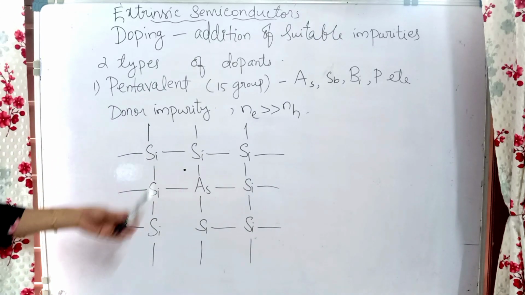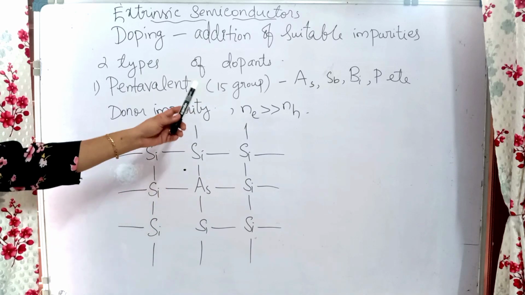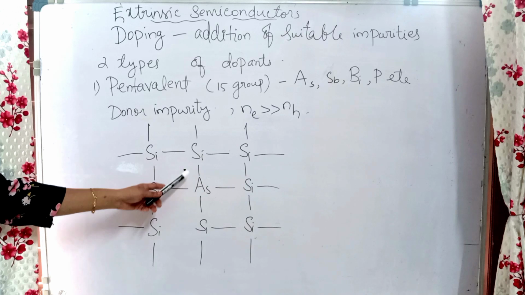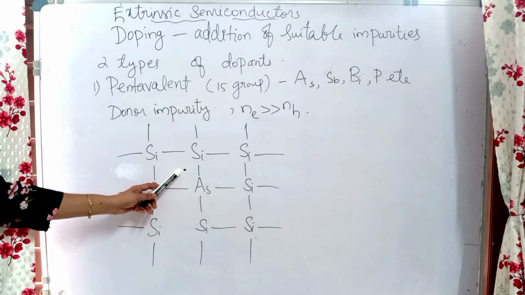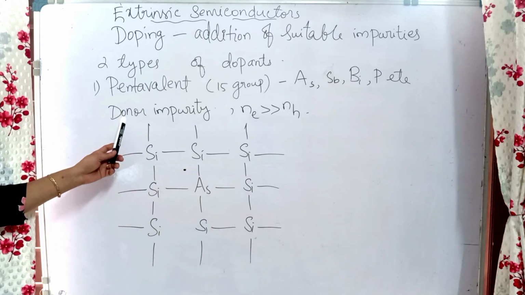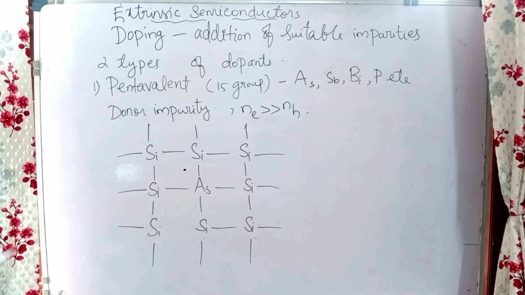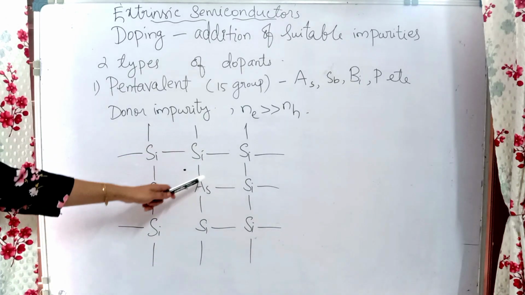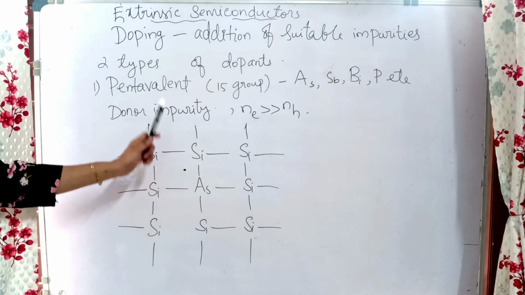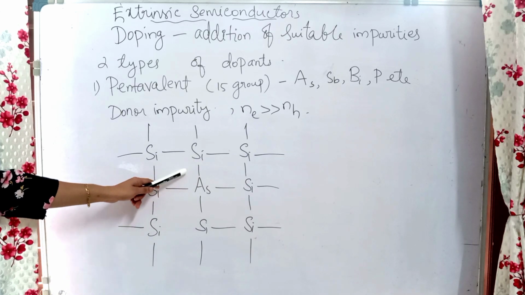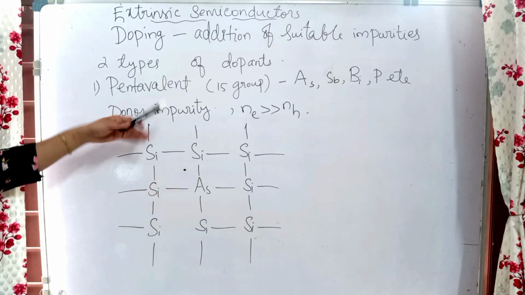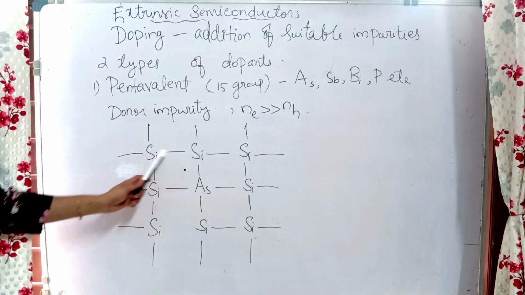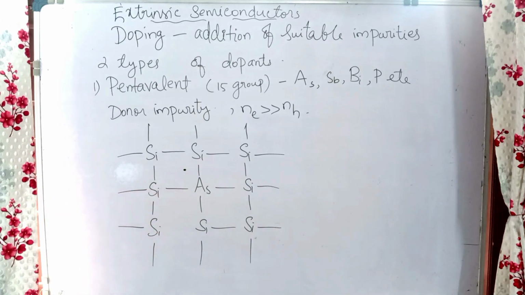Whenever we add 1 arsenic atom to this, 1 extra electron is released here. So it is donating that electron. That is why we call this impurity a donor impurity. Here the number of electrons will be more than the number of holes, because whenever we add one atom, one electron is formed. Like that we add many atoms, so that many electrons will be free to move inside the crystal, and that will conduct.